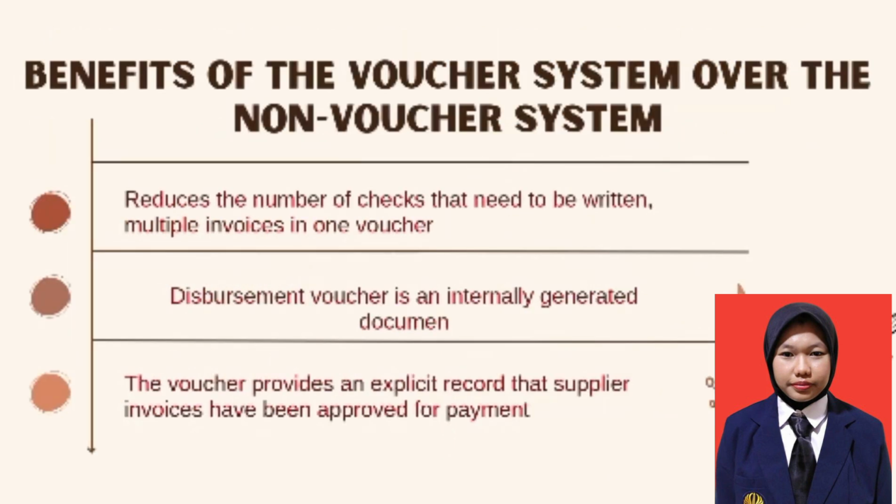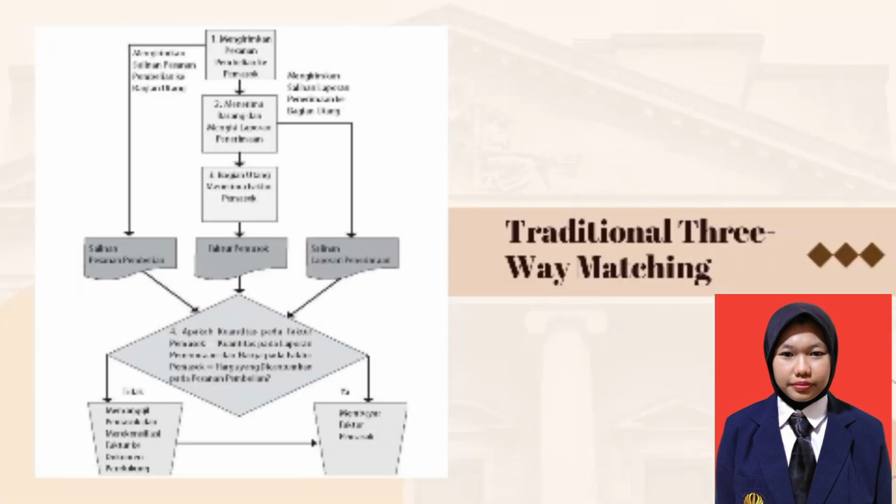Voucher systems have benefits over the non-voucher system. First is reducing the number of checks that need to be written, by combining multiple invoices in one voucher. Second is disbursement: a voucher is an internally generated document. Third, the voucher provides an explicit record that supplier invoices have been approved for management. And this is a traditional three-way matching. You can see it on the screen.